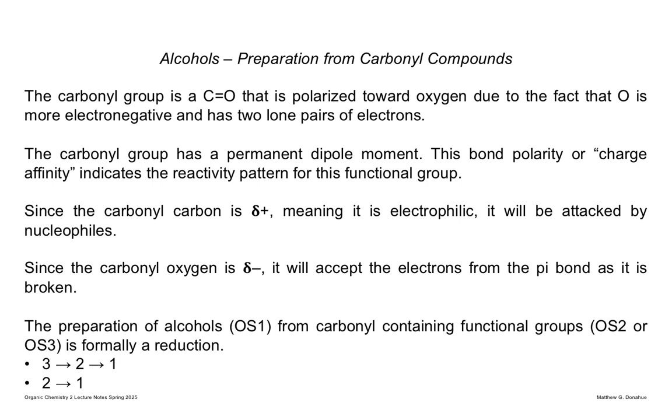So we're going to start by looking at the preparation of alcohols. So alcohols are at oxidation state 1, from carbonyl groups, which can be at oxidation state 2 or 3. So in essence, we're looking at reductions right now. So the carbonyl group is polarized that way. Oxygen has its 2 lone pairs, so it's going to get delta minus. The carbon is therefore delta plus.